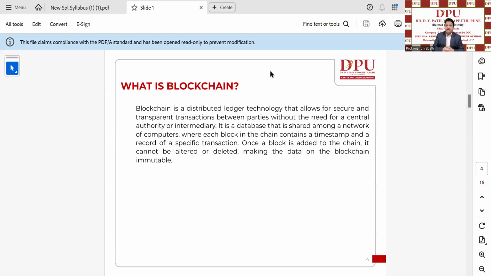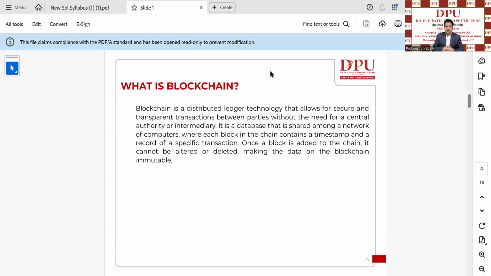But in case of blockchain technology, we don't need any bank, we don't need any intermediary, we don't need any central authority. I can directly transfer the digital currency from my account to XYZ's account. That is the main concept of blockchain technology, that two persons can transact in a peer-to-peer manner, that too in a very transparent and secure way. So it provides transparency and security to the transactions.